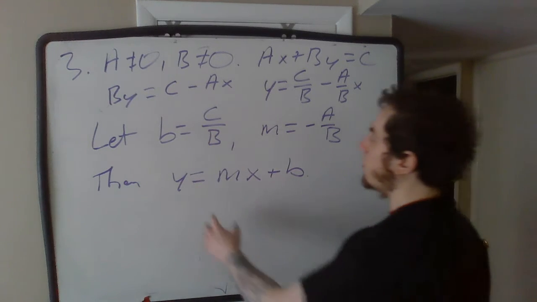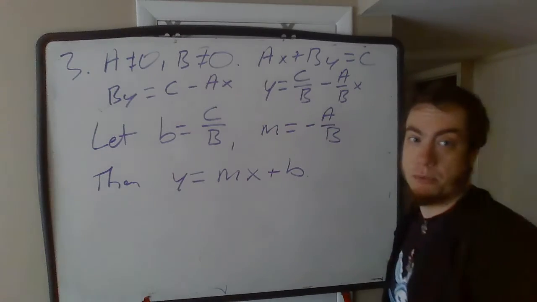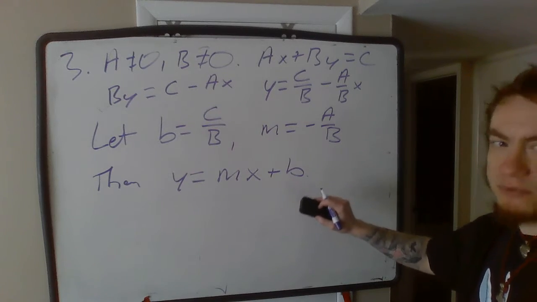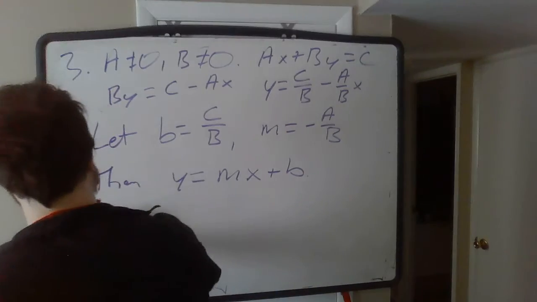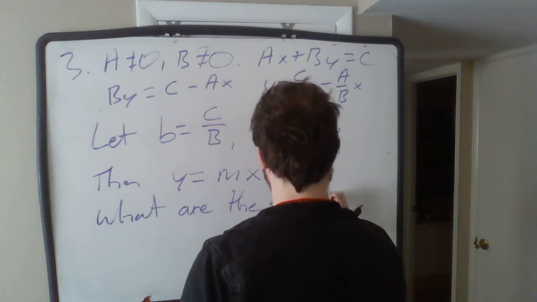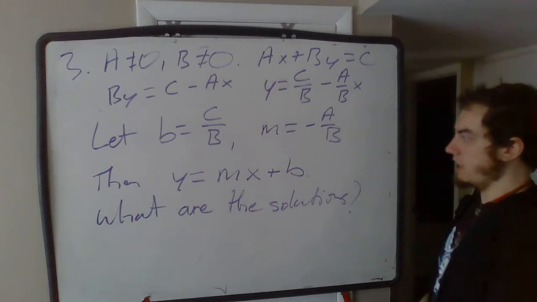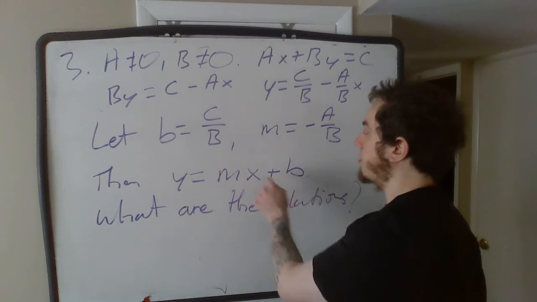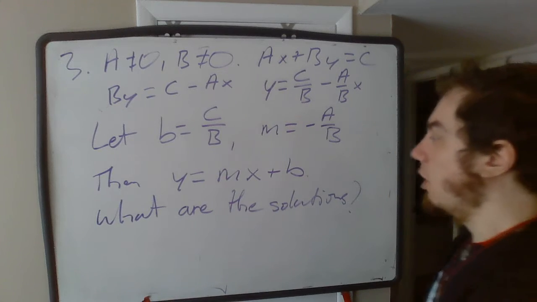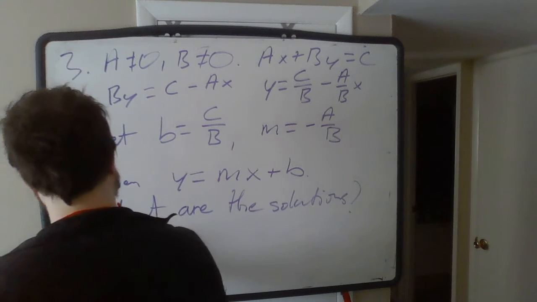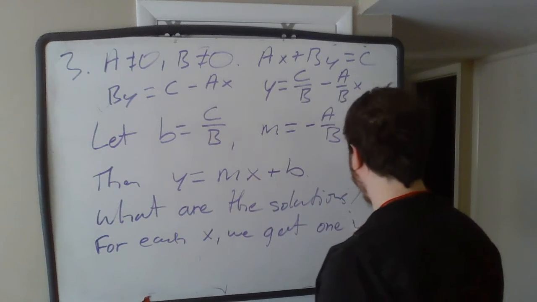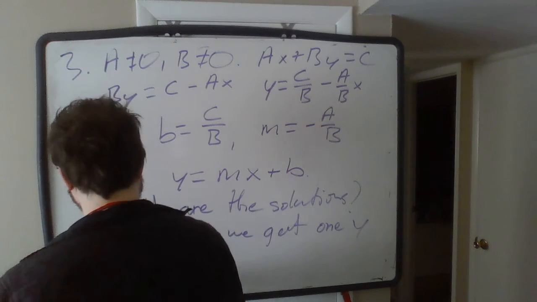Now, I want to think about what a graph of something like this would look like. There are a couple of things we can say about what the graph would look like. So what are the solutions? That's really what we're asking. On the one hand, for any given value of x, you plug in this value of x, and you get y is equal to some number. So for each x, we get one y that works.